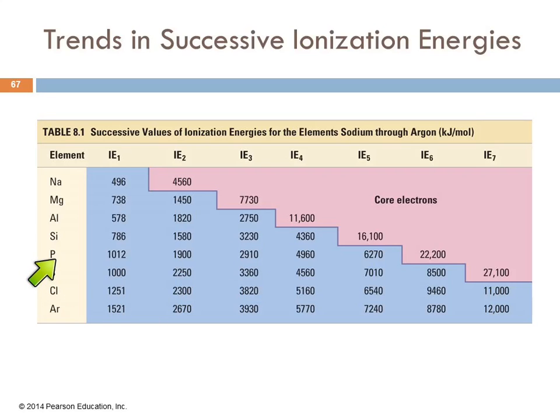And phosphorus. Now, we don't think of phosphorus as losing electrons, but how many valence electrons does phosphorus have? What group is it in? It's in group 5A. It's got 5. So the first one, the second one, the third one, the fourth one, the fifth one, there we've done all the valence electrons, and then huge jump to remove core electrons.